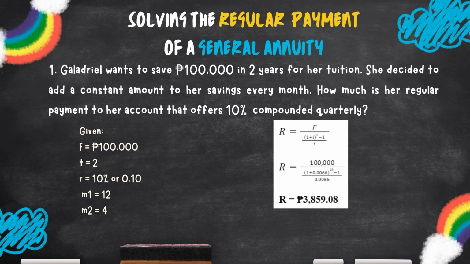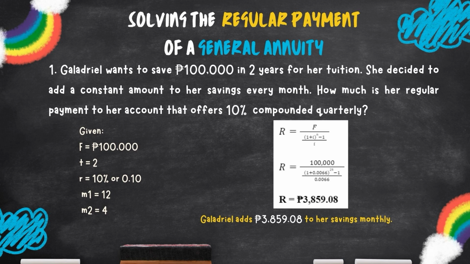Since the given is the future value, we will use a formula with a future value, and that is R equals F over 1 plus I raised to the power of N minus 1 over I. So if we substitute the values, it's going to be 100,000 over 1 plus 0.0066 raised to the power of 24 minus 1 over 0.0066. And as a result, that's going to give us a regular payment of 3,859.08 pesos, which means Galadriel adds 3,859.08 pesos to her savings monthly.